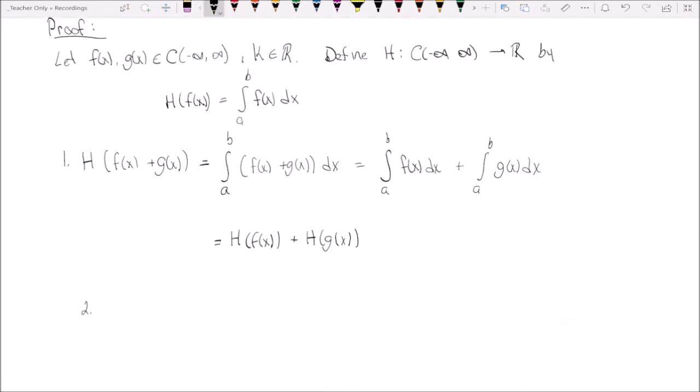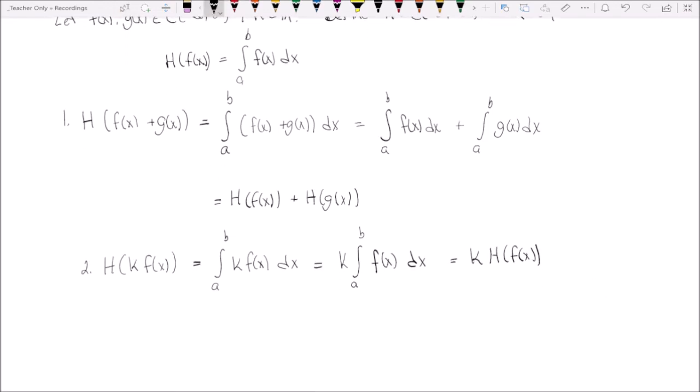Second property, h of kf, right? So this is the integral from a to b of k f of x dx. Well, again, from calculus, we know that we can essentially pull the constant out. So we can write this as k times this integral. But that is k times h of f.